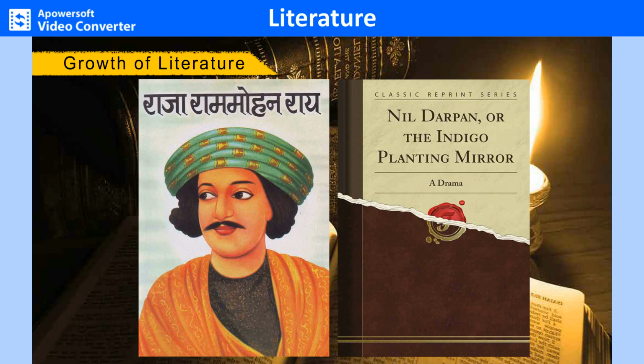Bengali. Raja Ram Mohan Roy is known for his contribution to Bengali literature. He translated various Sanskrit books into Bengali. The Indigo Revolt that occurred after the revolt of 1857 became a subject of writing. Dinabandhu Mitra's famous drama Neel Darpan, The Indigo Mirror, highlighted the pathetic condition of the peasants and workers in the cultivation of indigo.